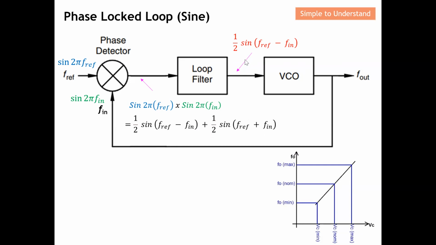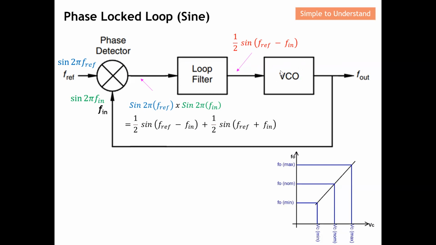So at the output of the low pass filter, I have left this item here. This whole part went through the low pass filter. The high frequency component will be filtered away, and at the output of the loop filter will be this term, which is highlighted over here. This term is fed through the VCO.